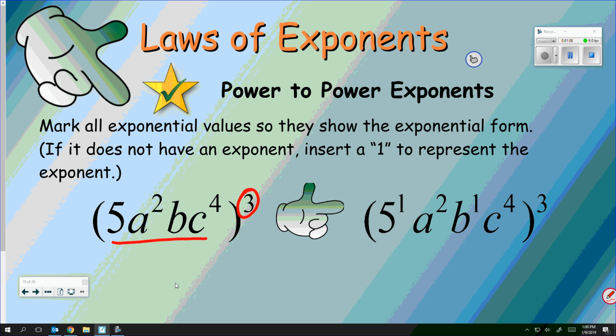So before we even start to look at raising it to the third power, we're going to go through and for every term that does not have an exponent, we want to put a 1 there. So for 5, it did not have an exponent, so we put a 1. Okay, a squared is fine. Then we have b. It also does not have an exponent, so we are going to put a 1 there. And then c to the fourth, and all that raised to the third power. Okay, so now that we have this part of it, we can move on.